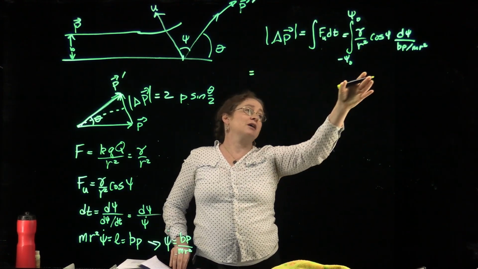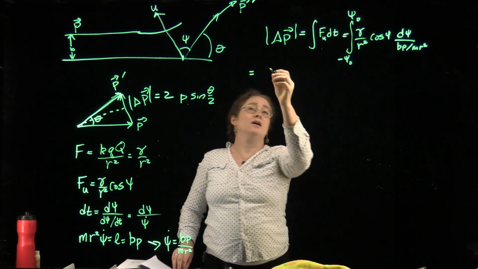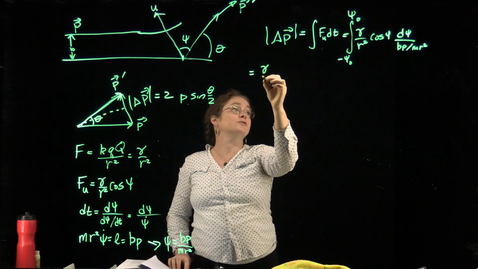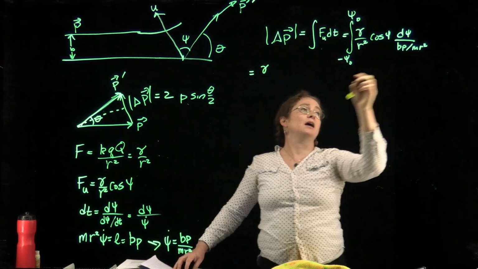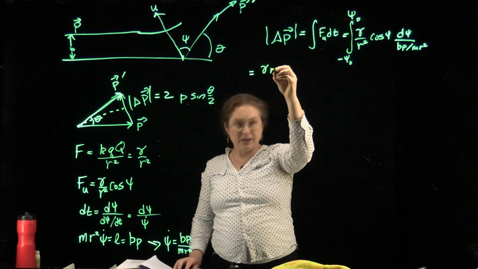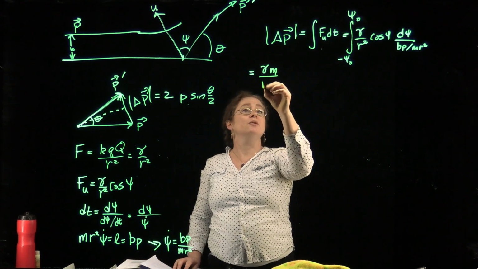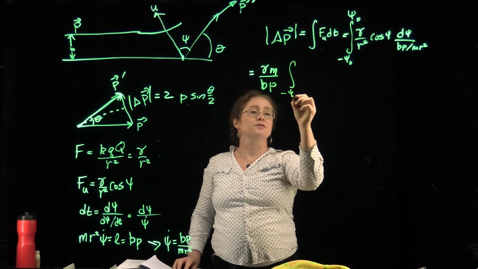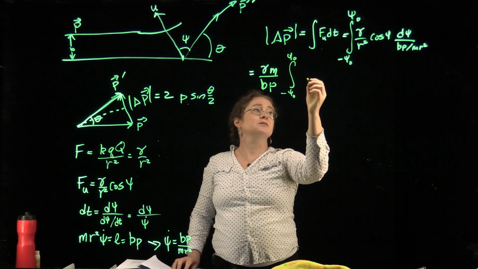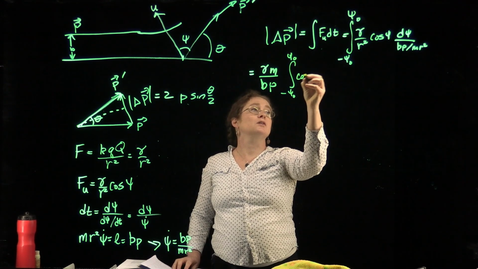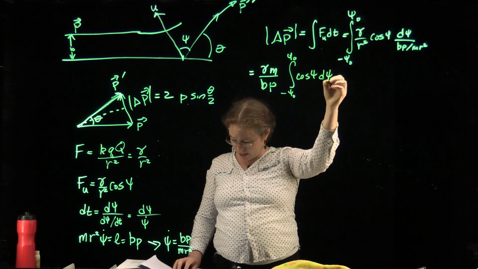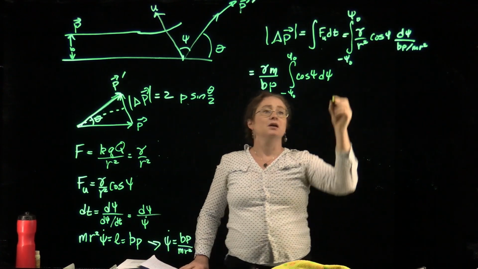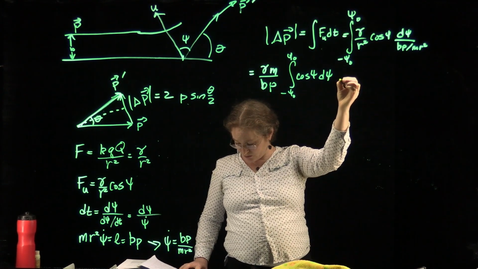But it simplifies. So now I have psi over, my r's cancel out. I end up with an m, and I have a b and a p. And now my integral is negative psi naught to psi naught of cosine psi d psi. Well, that's actually a lot easier to work with, isn't it? Because I know how to do that integral.